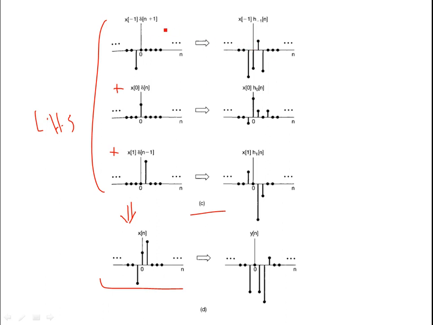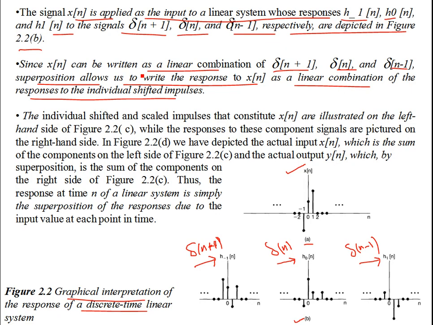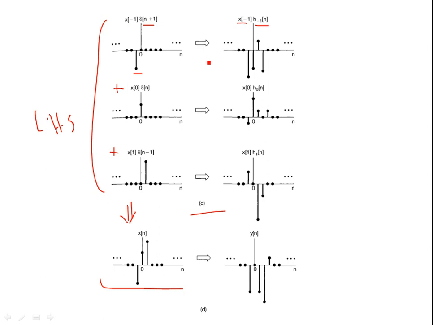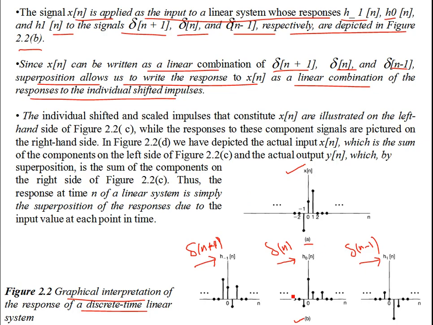Similarly, since we know the response to delta n plus 1, the system response is h minus 1 of n. And if we scale this by x of minus 1, this scalar, have a look over here, this scalar is negative. So what happens over here is that this is going to make this sample negative, and this negative one will become positive. So this is going to come down like this, and according to its weight it goes like this. This is going to come down if we scale this by x of minus 1.